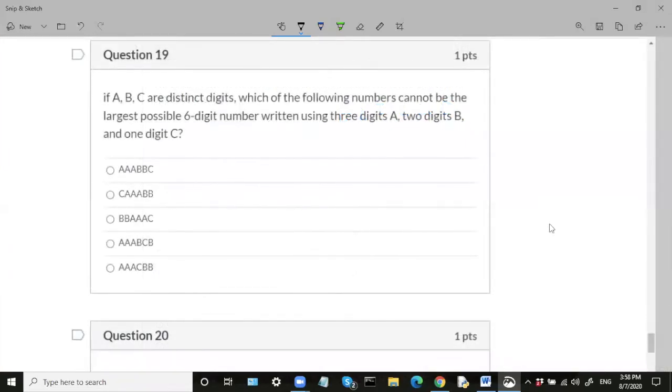Problem 19. If A, B, C are distinct digits, which of the following numbers cannot be the largest possible 6-digit number written using 3 digits A, 2 digits B, and 1 digit C? So we have a 6-digit number.